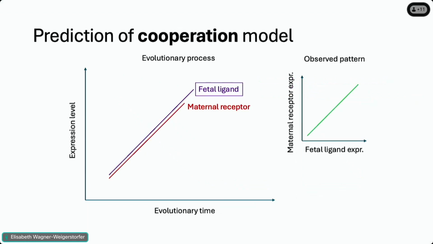In the case of cooperation, meaning that changes in ligand expression are in the interest both of the mother and the fetus, one would actually expect that there is either no correlation or a positive correlation between fetal ligand expression level and maternal receptor. And in the comparison, we would expect a positive correlation between expression level of the fetal ligand and the maternal receptor.